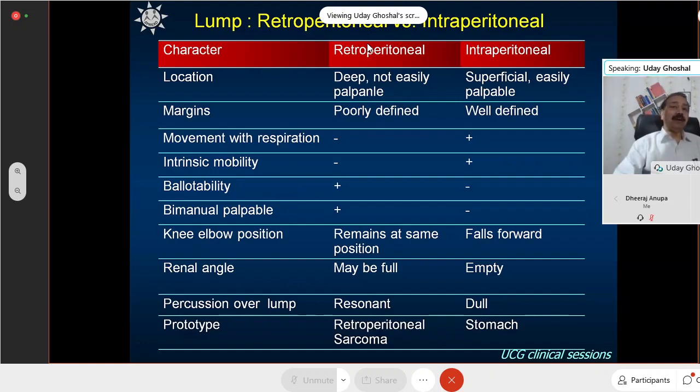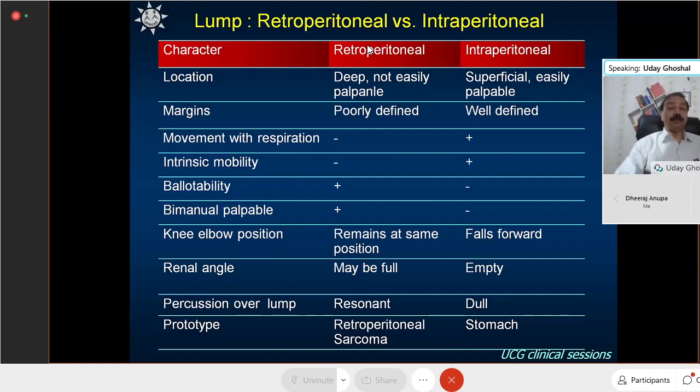Intrinsic mobility, like our patient had a lot of intrinsic mobility. I told you that it was freely mobile. Intrinsic mobility is a feature of intraperitoneal lump, not of retroperitoneal lump. Ballotability means you put two hands, one anteriorly, one posteriorly, then push the lump from the posterior side. The lump will touch your anterior hand and will go back. This is ballottement. Ballotability is a feature of retroperitoneal lump, not of intraperitoneal lump.